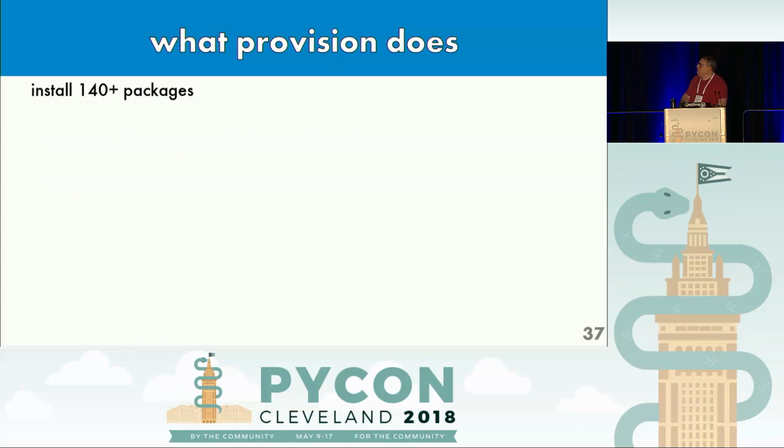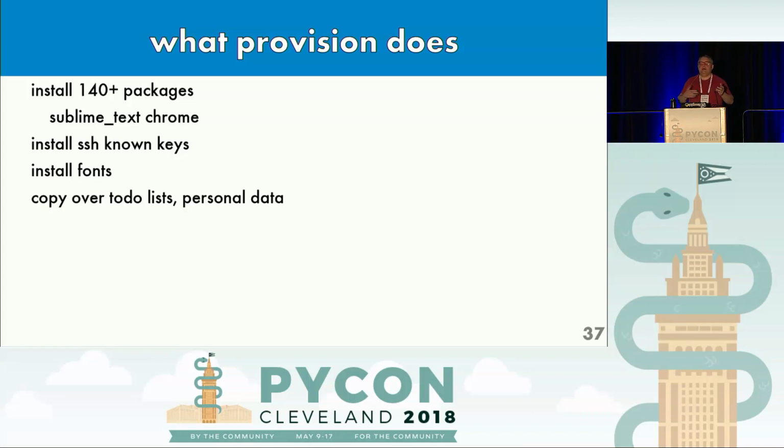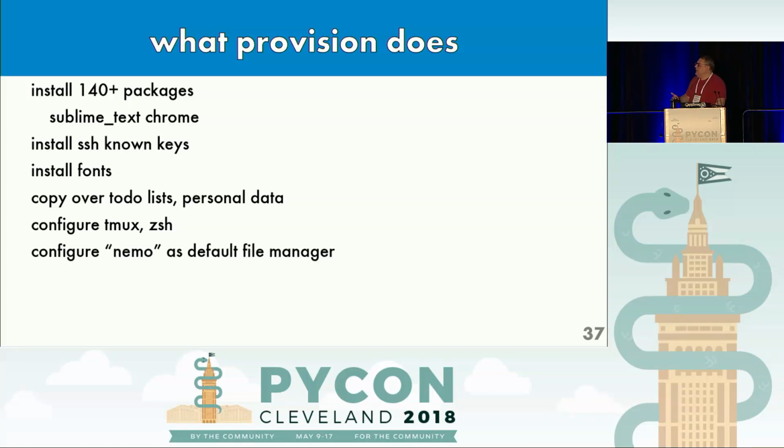It installs 140-plus packages, including Sublime Text, which needs its own PPA, and Chrome, which has its own funny deb that it wants to install. It installs my known keys for SSH so that I can just SSH places and I don't have to type my password. It installs my fonts. It installs my to-do list and my personal data, which are synchronized using Mercurial. It configures tmux and zsh the way that I like them. It configures Nemo as the default file manager because I hate what they're doing to Nautilus.